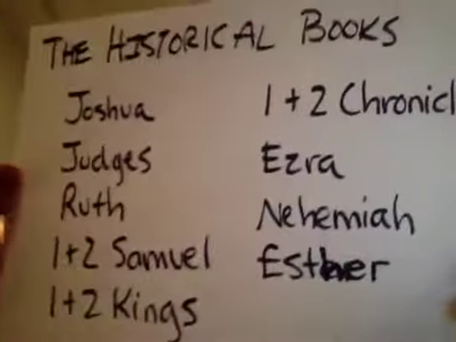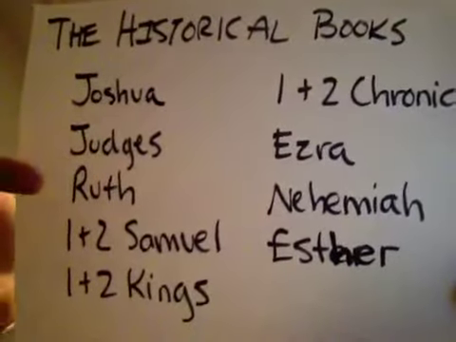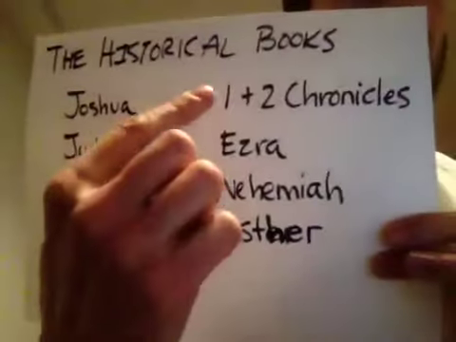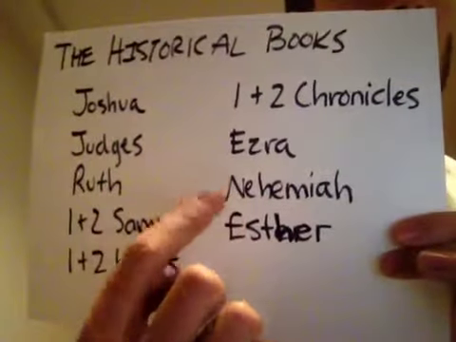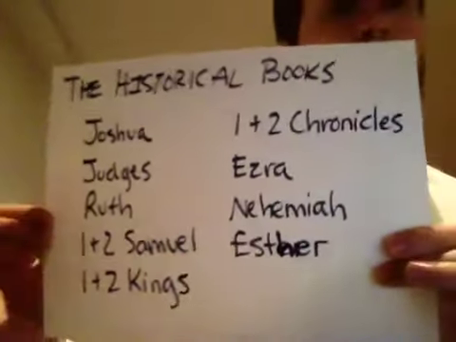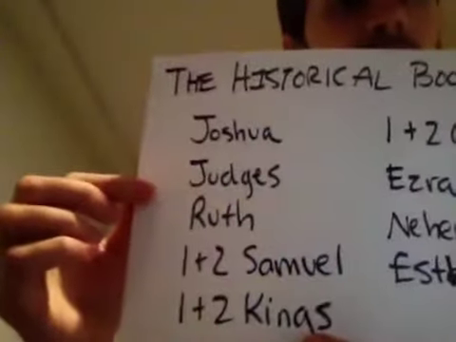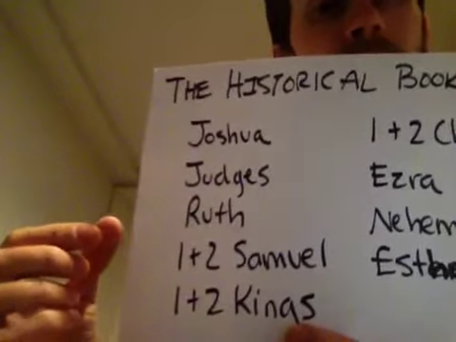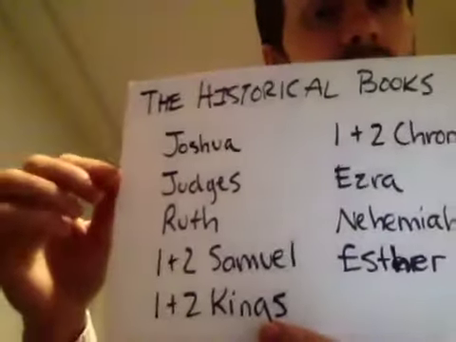After that, we have a bunch of books of history. So these are the books of Joshua, Judges, Ruth, 1st and 2nd Samuel, 1st and 2nd Kings, 1st and 2nd Chronicles, Ezra, Nehemiah, and Esther. And these all are books of history of Israel, things that happened. The books of Joshua and Judges have stories about different judges who served in Israel.